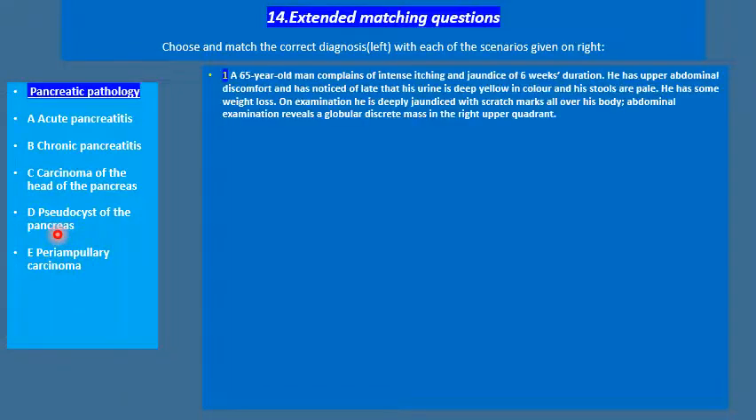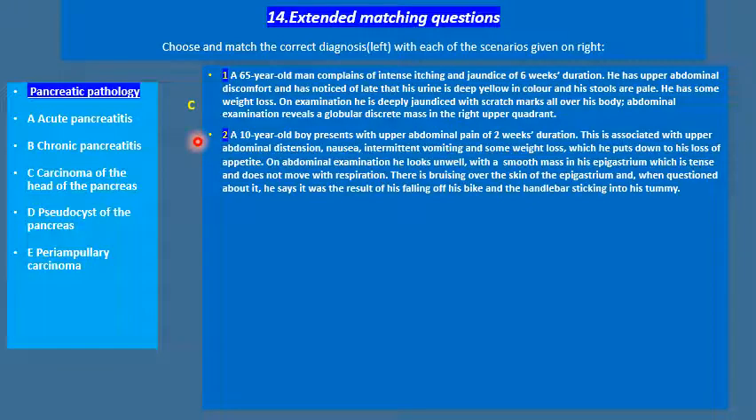Scenario number 1. A 65-year-old man complains of intense itching and jaundice of 6 weeks duration. He has upper abdominal discomfort and has noticed of late the urine is deep yellow in color and his stools are pale. He has some weight loss, and on examination he is deeply jaundiced with scratch marks all over his body. Abdominal examination reveals a globular discrete mass in the right upper quadrant. Which is the right diagnosis for this patient? The right answer is C. Carcinoma head of pancreas.